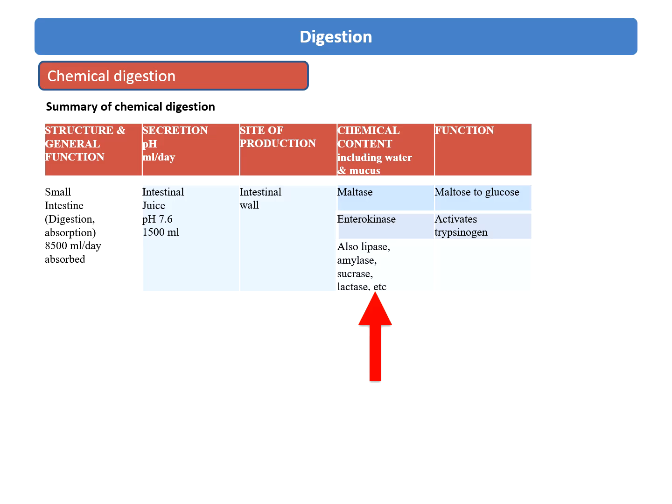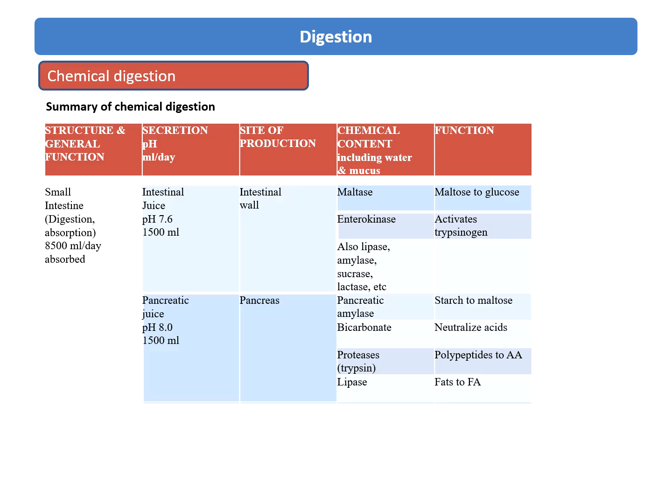It contains maltase, enterokinase, also lipases, amylase, sucrase, lactase, and a variety of others. The maltase splits maltose to glucose, and the enterokinase activates trypsinogen. Also operating in the small intestine is pancreatic juice. Pancreatic juice has a pH of about 8. Again, roughly 1,500 milliliters a day is secreted.